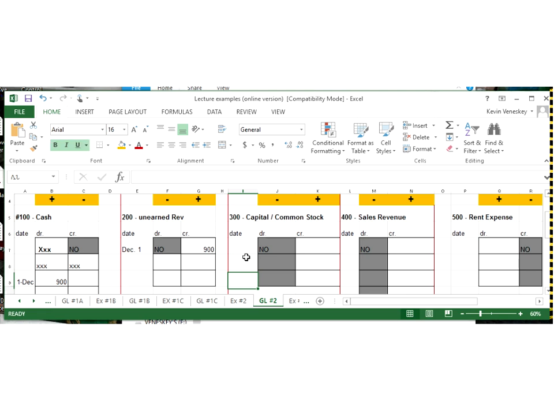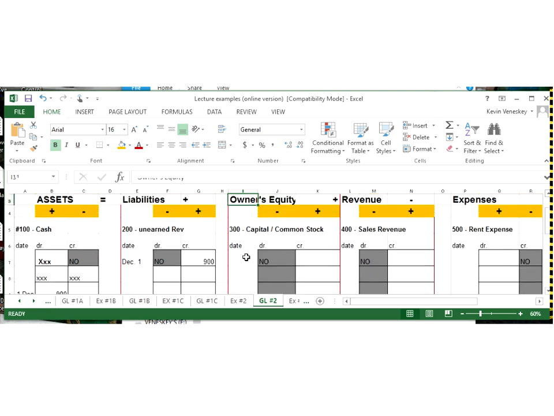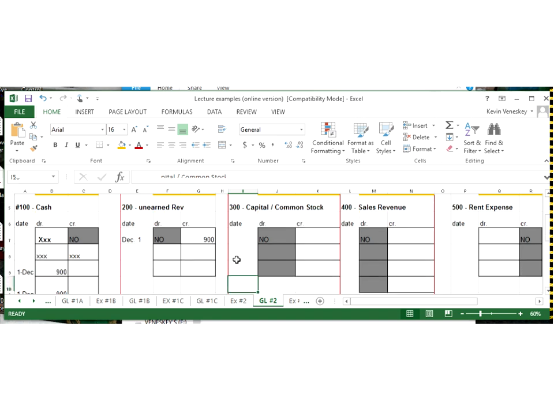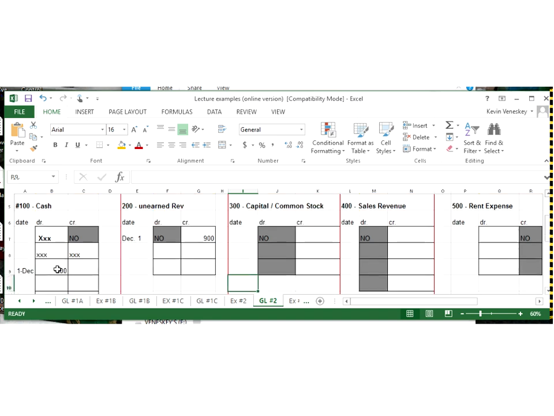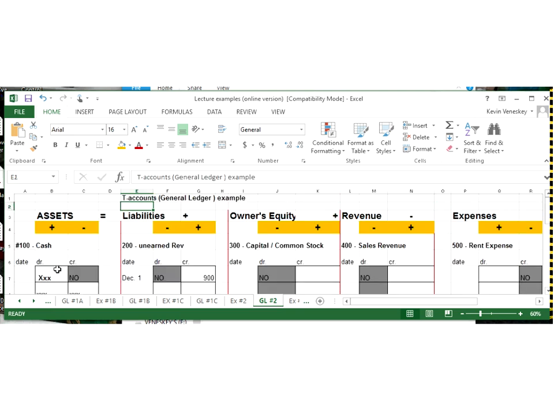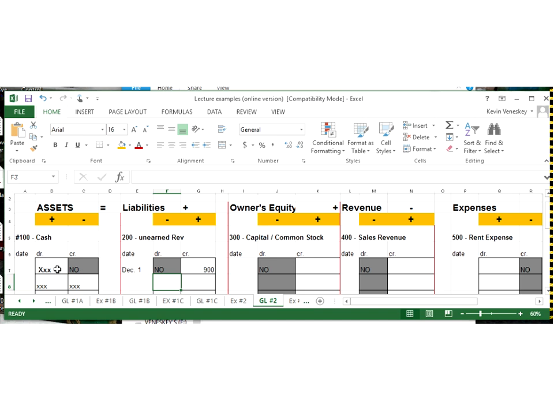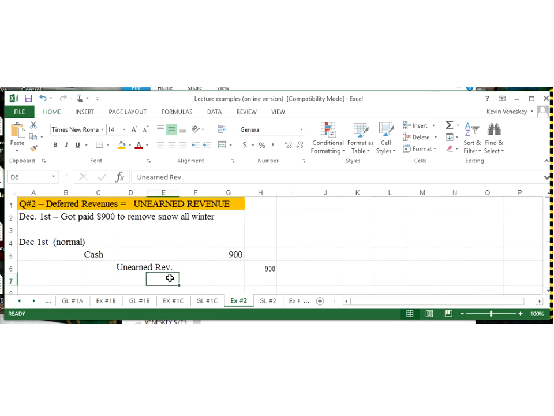So let's see how that works here on my T accounts. I've now just gone back to my regular T accounts. I erased all the previous ones. So here I got the money. And instead of counting it as revenue, I have to put it over here as a liability, because I owe a service to this company to remove their snow. And I owe them $900 worth of service.